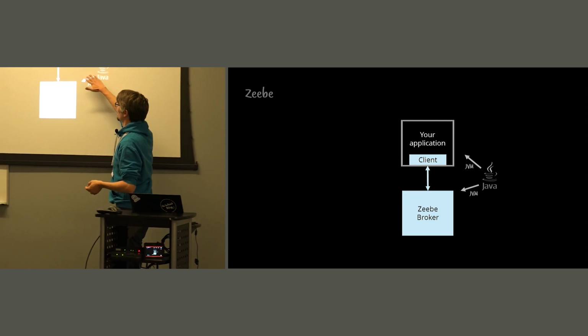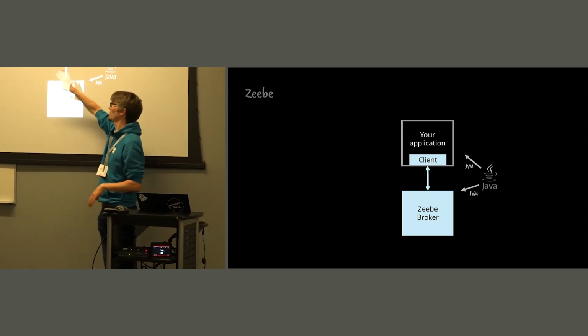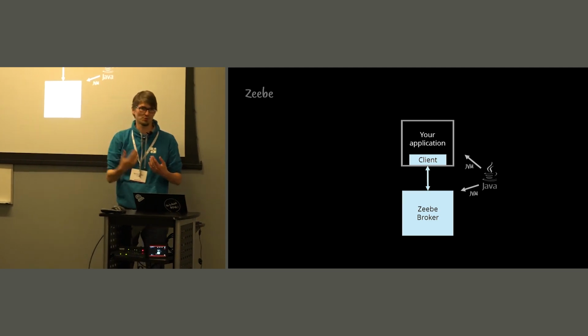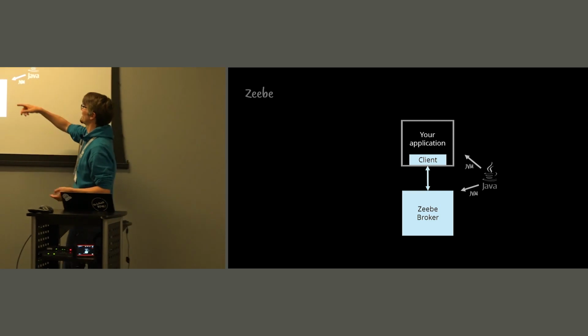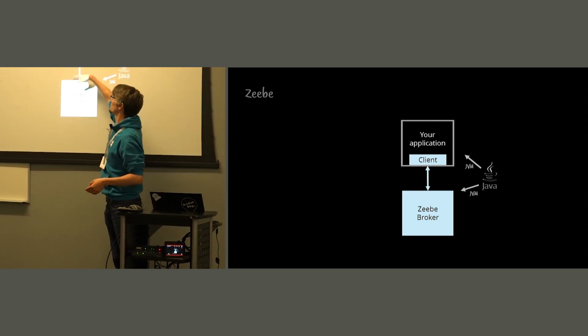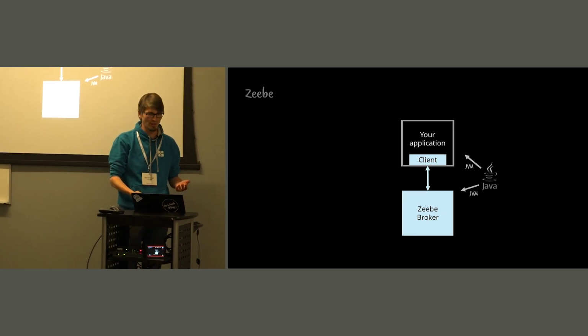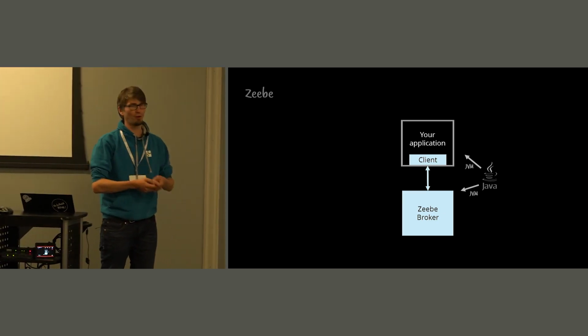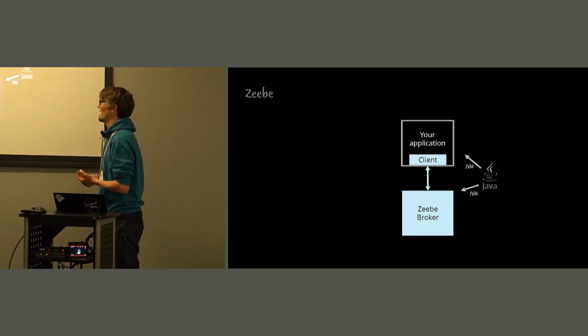With Camunda BPM, you could start it with Spring Boot, for example, in-process. We don't do that anymore with Zeebe. Zeebe is always a separate broker. Then you start your application and you have a client against it, like a JDBC client for a database. You connect remotely, but we speak a binary protocol, and it's very efficient and very fast.